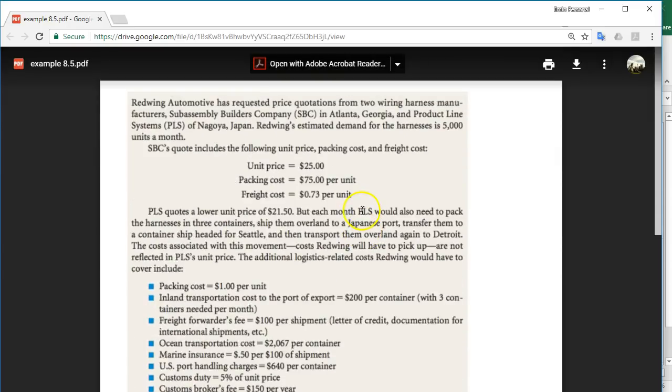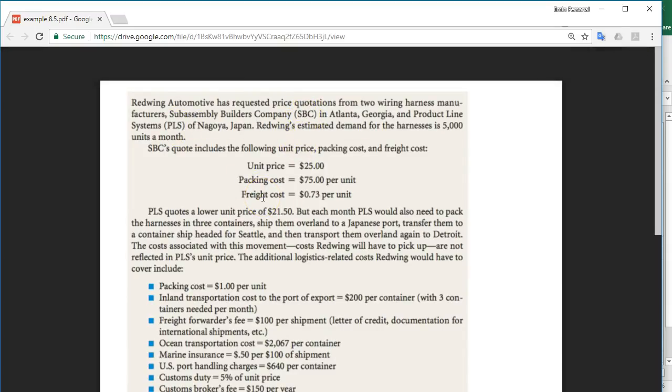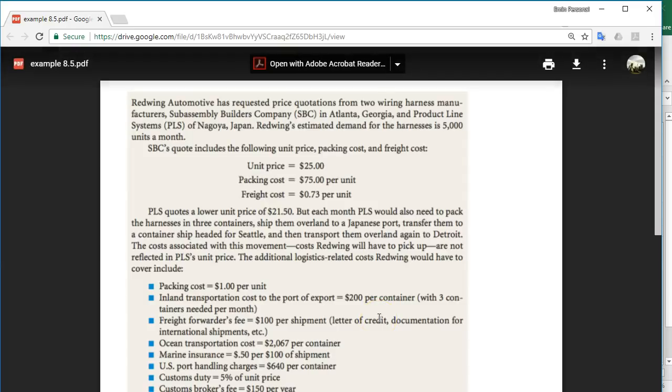And apparently they have received two quotes from two different companies, one in the US and the other one in Japan. And our task here is to find out which option has the lowest landed cost. For this we're going to use Excel to build our cost structure.